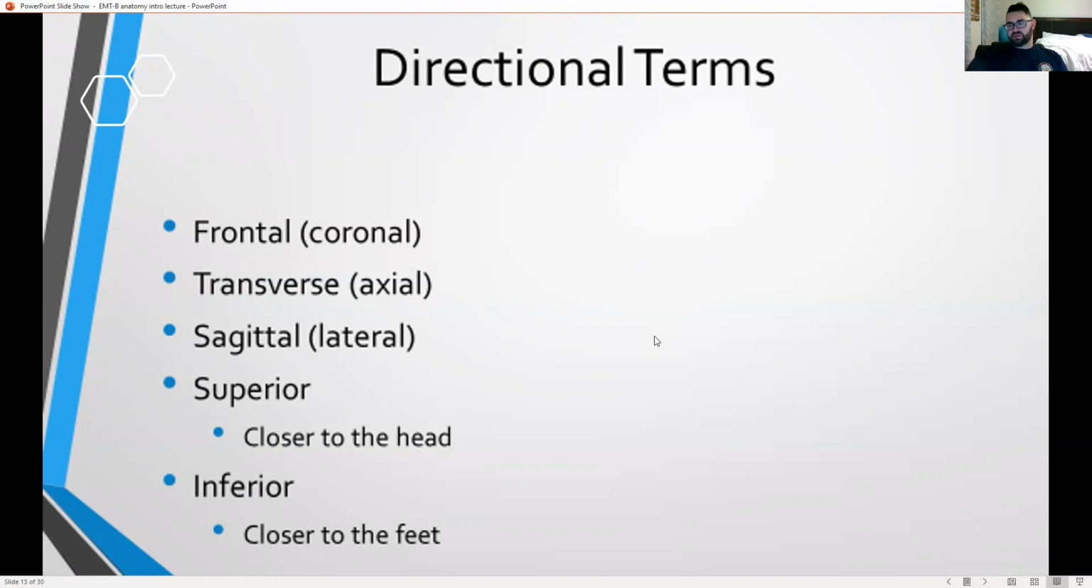Now, superior. When somebody feels like they're superior, they feel like they're over you. So superior means that something is closer to the head, closer to the top. Let's say my shoulder is superior to my hand. It's closer to my head. Now, inferior would be something closer to the feet. If somebody is inferior to you, they're below you. Just kidding, seriously. So my knee is inferior to my pelvis. That's how you remember these type of things.